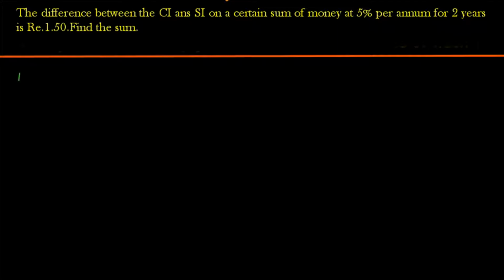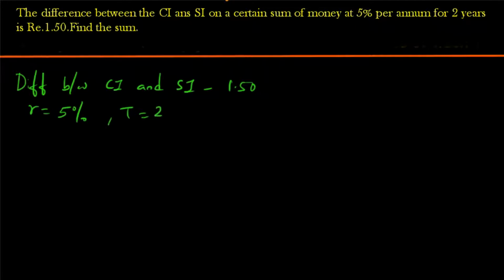So we are having only limited information. The difference between compound interest and simple interest is given. So it is 1.50, and the rate of interest is 5% and time is equal to 2 years. You have to find out the principal. So again, for these kinds of questions you are having a shortcut formula, and this is applicable only when time is equal to 2 years, and we will also be studying the formula when time is equal to 3 years.